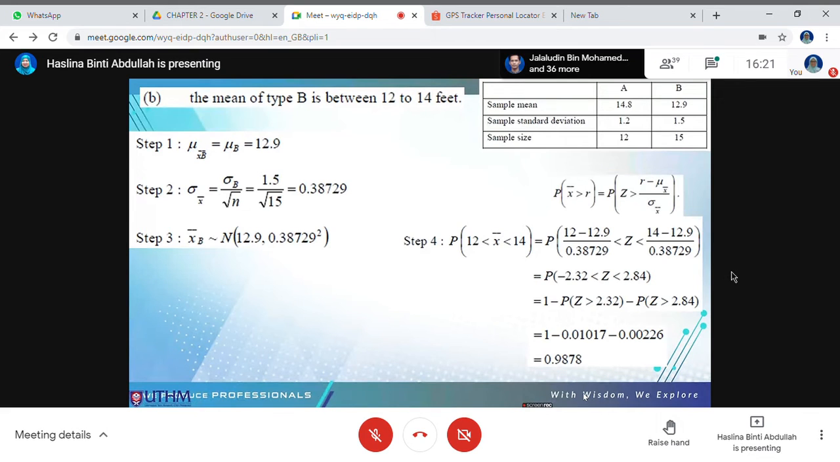To find the mean of type B, X is between 12 and 14. Step 1, you still need to write mu X bar is equal to mu B. For type A, we need to find the probability, while for type B, we need to find the mean. So you just ignore the information from type A and refer only to the information for type B. You need to write mu X bar is equal to mu, which is 12.9.